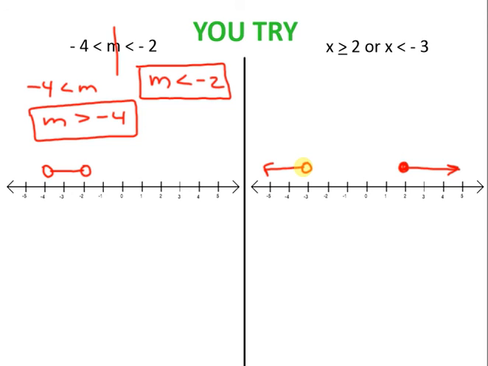All right, go ahead and pause the video if you're not done. All right, so we should have an open circle over the -4 and the -2, and they're joined together in an and statement. And for the second one, an open circle over the -3 going to the left, and a closed circle over the +2 going to the right.